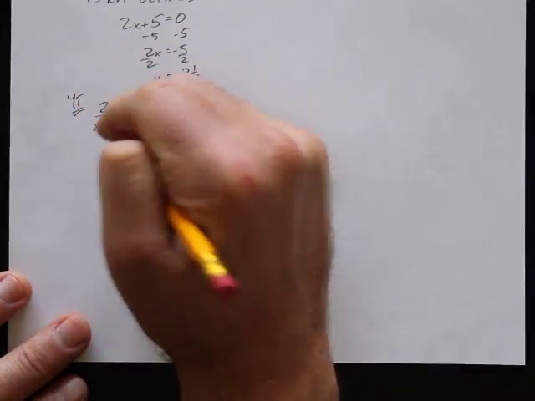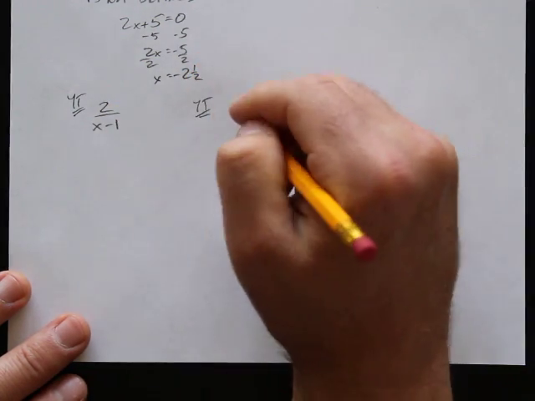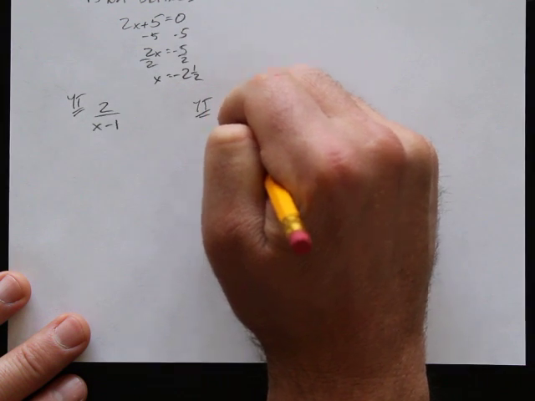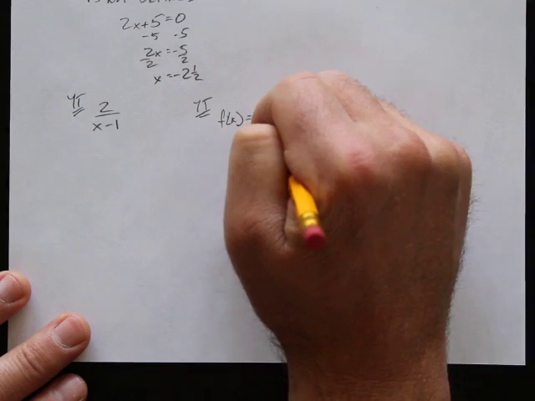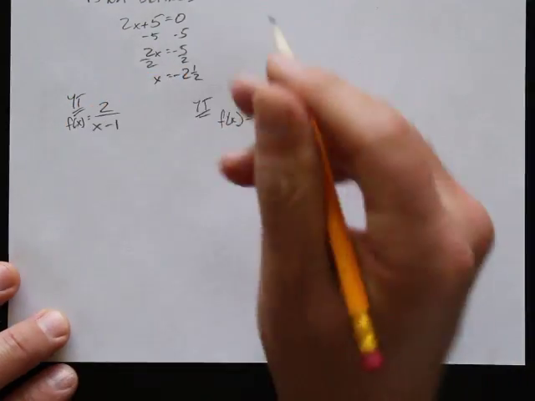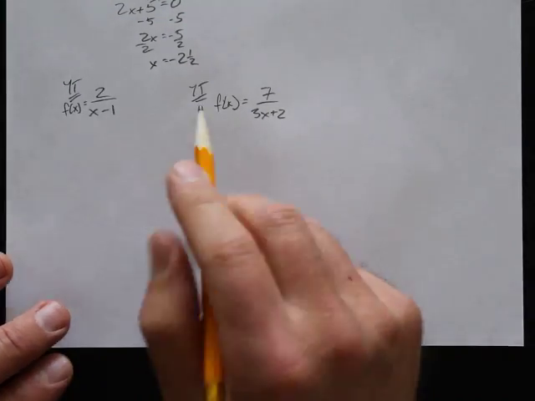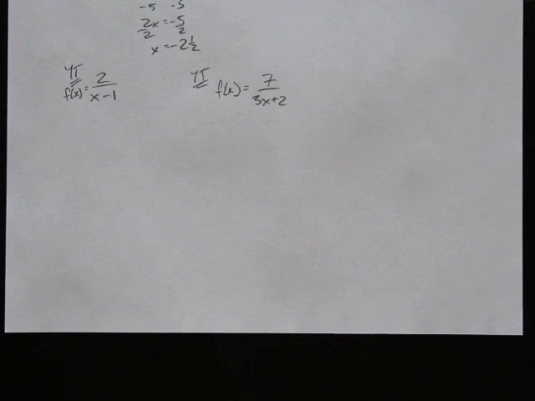2 over x minus 1, where is this undefined, and f of x equals 7 over 3x plus 2. So this should maybe say f of x equals. Okay, find where these two are undefined. These functions are undefined. Go ahead and pause. Go.